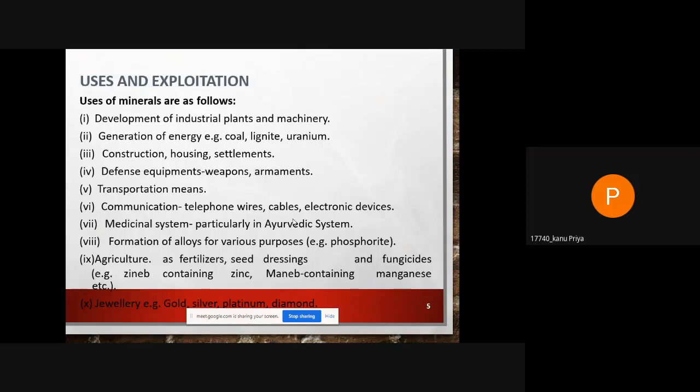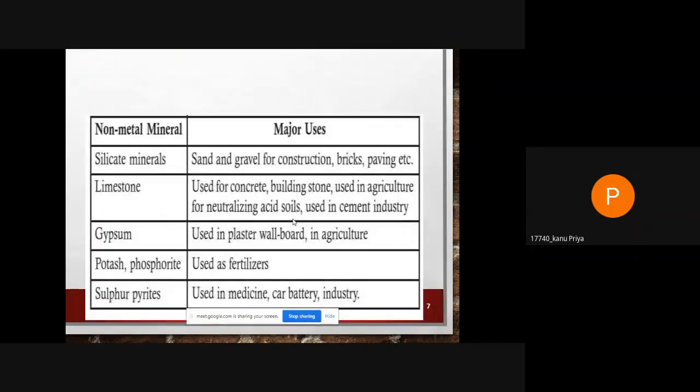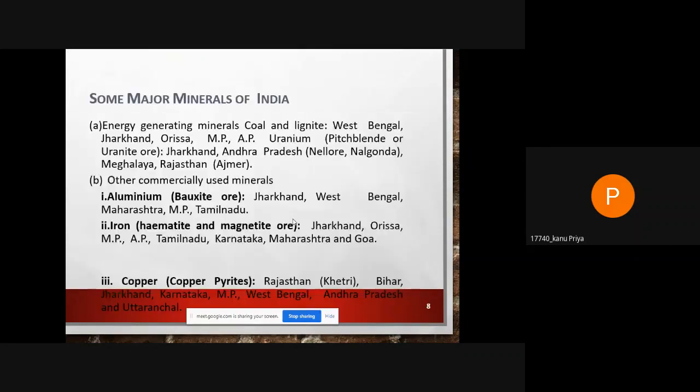Next is formation of alloys for various purposes. Next is agriculture, as fertilizer, seed dressing, and fungicides. Last is jewelry. So these are the major reservoirs and important uses of some of the major metals. And this is about non-metal minerals and their uses.